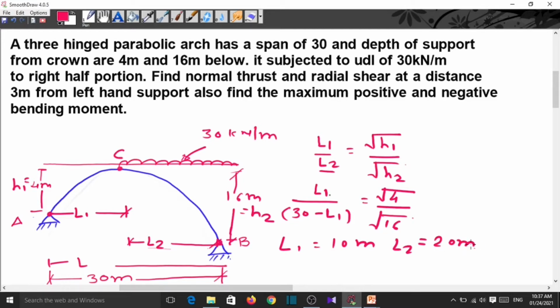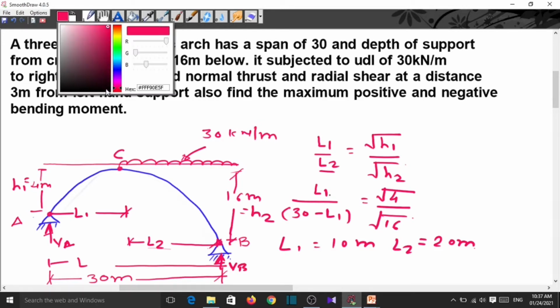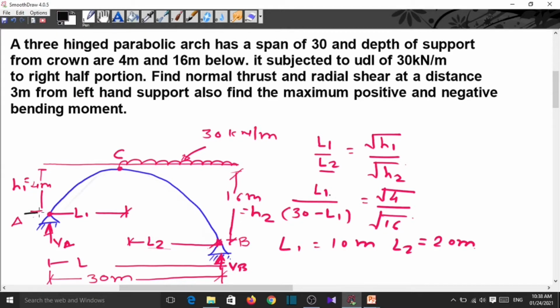Now once we have L1 and L2, we proceed to the support reactions. One support reaction is called VA, and the other support reaction is called VB. Also here we have the horizontal reactions, H at each support.